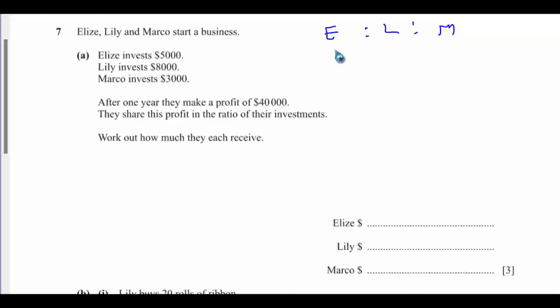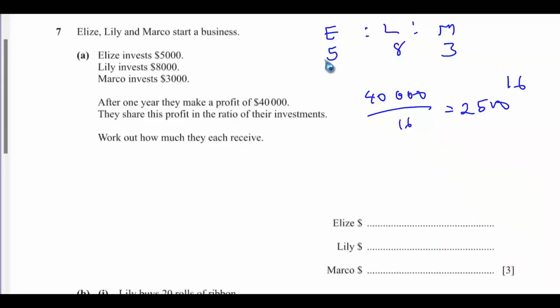So Elise will be 5, Lily will be 8, and Marco will be 3. So the total ratio will be 5 add 8 add 3. That will be 16. Then we need to get how many lots of 16 are there in 40,000. That will be 40,000 divided by 16, and that will give you 2,500. So that means we need to multiply each of these by 2,500.